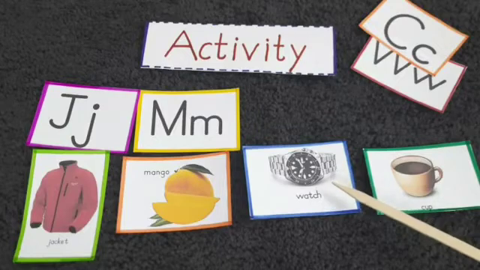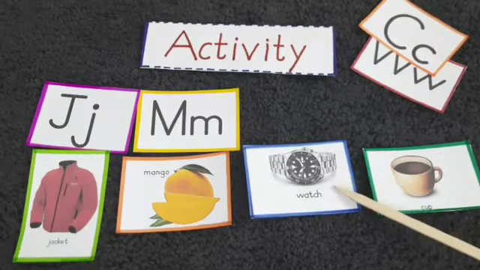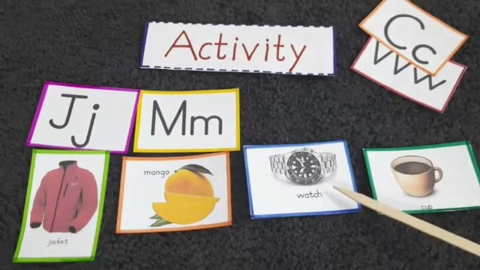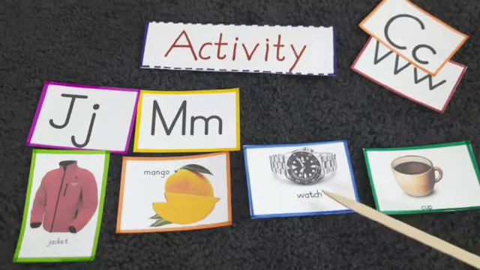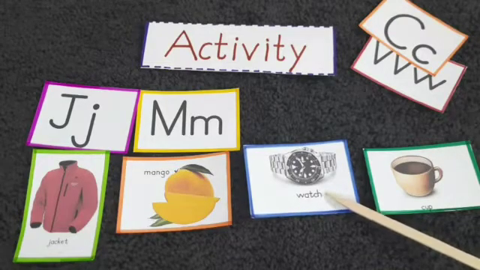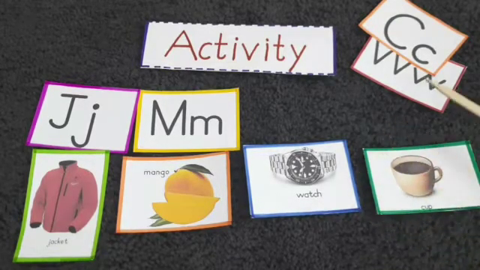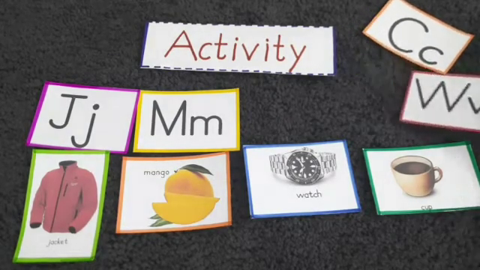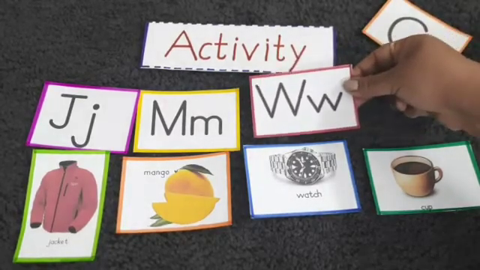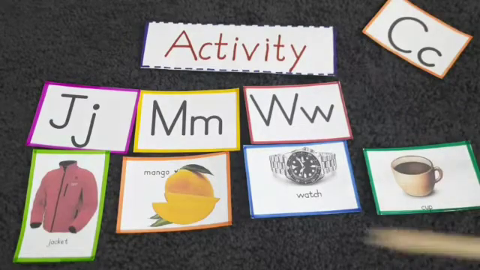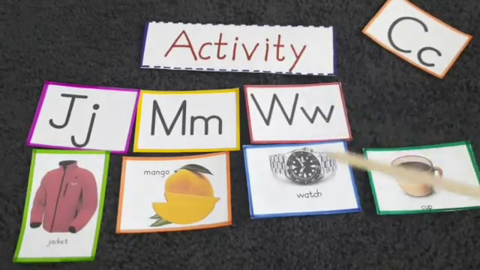Now let us identify the next picture in the flashcard. What is this? This is a watch. And watch हम क्यों पहनते हैं? Yes, we wear watch on our wrist to see time. Right? So बच्चों मुझे बताओ watch word कौन से अल्फाबेट से स्टार्ट होता है? Yes, you are right. W for watch. So let us take the W alphabet flashcard and place it above the watch. W says wa. W for watch.